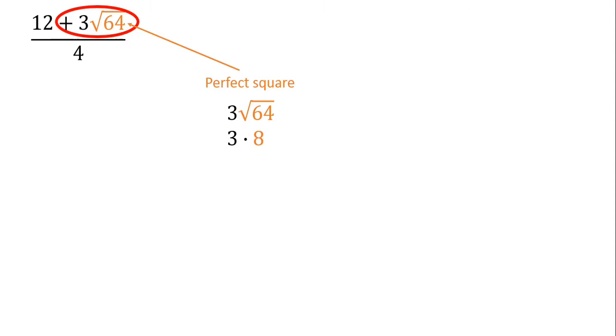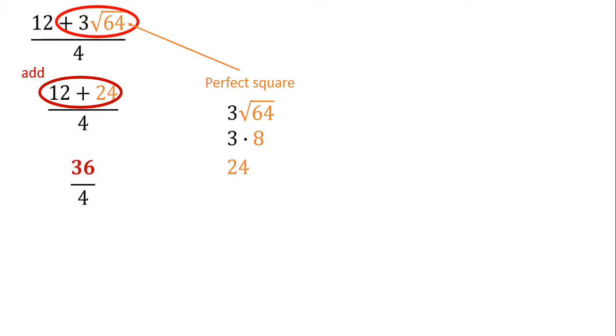So right here I have 3 times 8, which is 24. I will replace 3 square root 64 with 24. Notice how there's no radical here because we were able to completely take the square root of 64. I'll add the numerator, and then I'll reduce this fraction. 9 is my final answer.